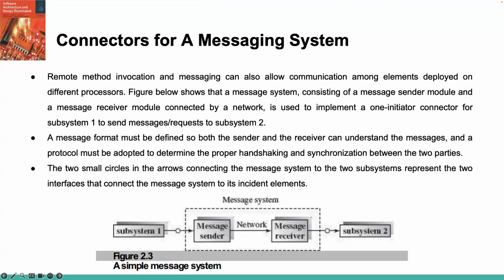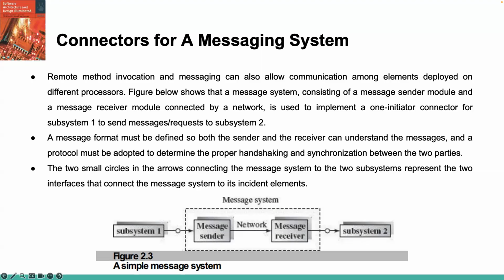A messaging system is slightly different. Instead of directly calling a method, one part of the system sends a message to another part. The message goes through a network, like how a letter goes through a postal service, and a receiver picks up the message and processes it. Example is, let's say subsystem 1 wants to send a data to subsystem 2. It uses a message sender module to send the message. And subsystem 2 uses the message receiver module to get it.